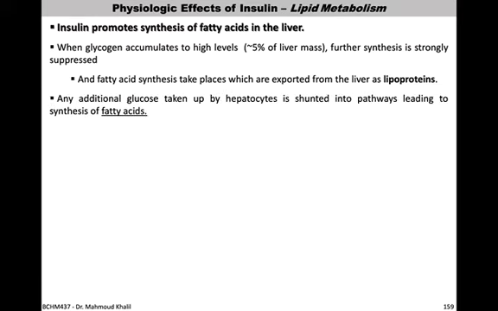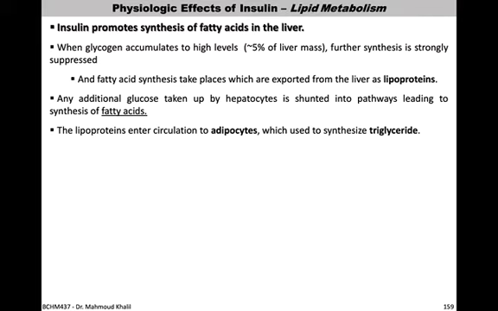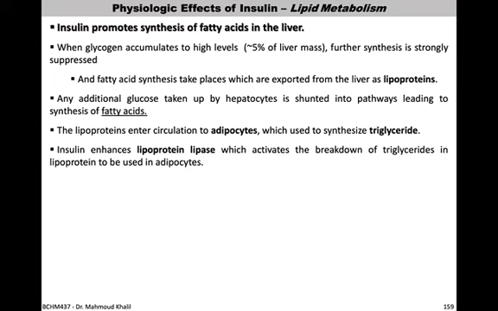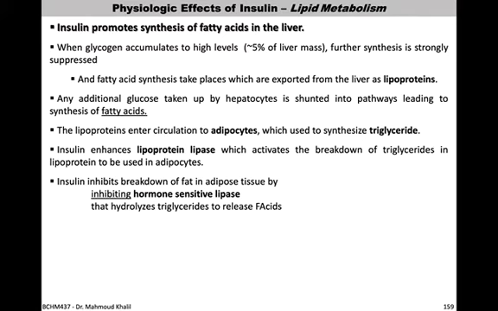Any additional glucose taken up by the hepatocytes is shunted into two pathways leading to the synthesis of fatty acids. These lipoproteins enter the circulation to adipocytes, which of course is used to form triglycerides. Insulin as well enhances an important enzyme, lipoprotein lipase, which activates the breakdown of triglyceride into lipoprotein to be used in the adipocytes. Insulin inhibits the breakdown of fat in adipose tissue by inhibiting another important enzyme, hormone sensitive lipase, HSL, that hydrolyzes the triglyceride to release fatty acids.